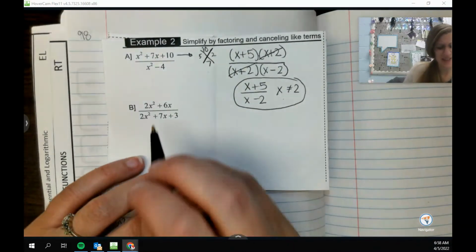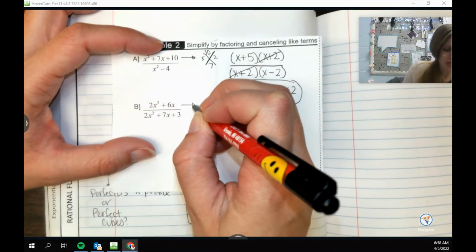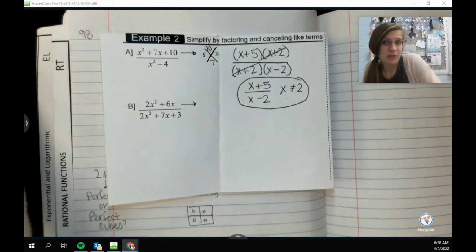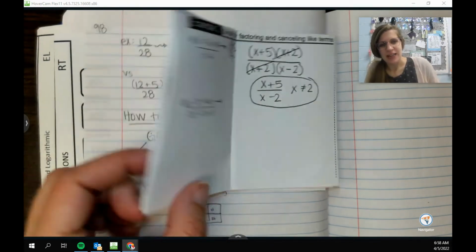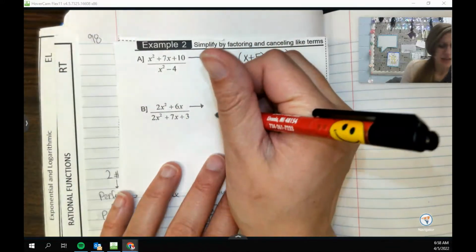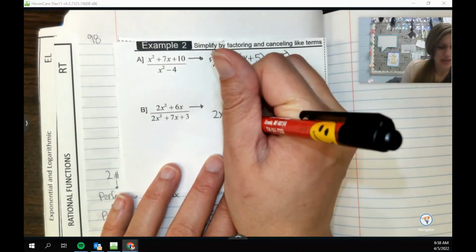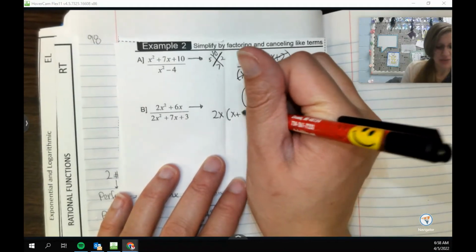Okay, so looking at B, the numerator, because it has 2 terms, normally I would think like perfect squares or perfect cubes, but they are neither. And so I'm actually kind of forgetting this step where I need to think about a GCF, which is actually what I have. So we have 2x, and when I undistribute that, we have x plus 3.